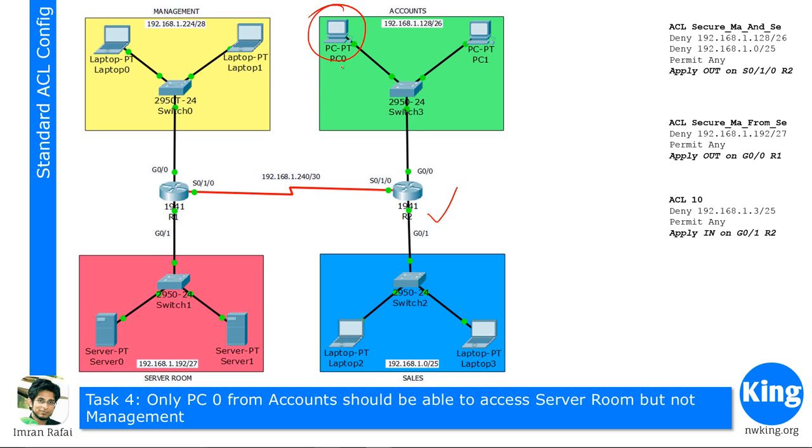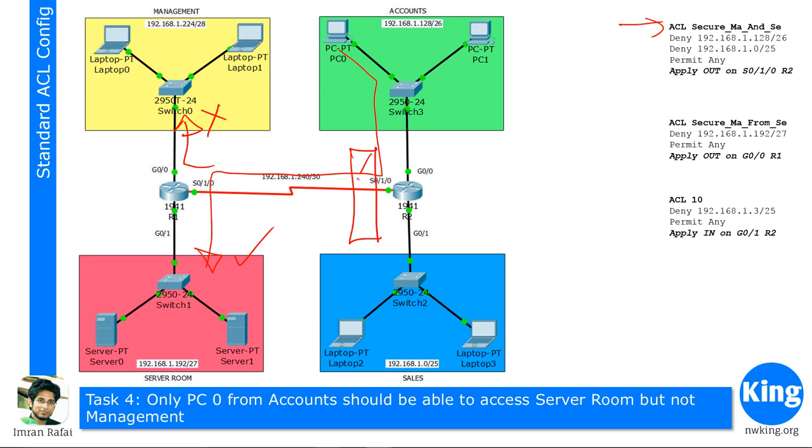PC0 from accounts should be able to access the server room. So he should be able to access the server room, but he should not be able to access management, right? Now if you remember our ACL here, this ACL is going to block all traffic. This is a wall here, and it's going to block all traffic. But because our task is asking us to allow only this computer to go through, we need to make an exception, right?